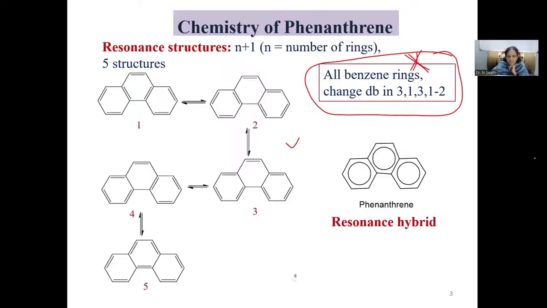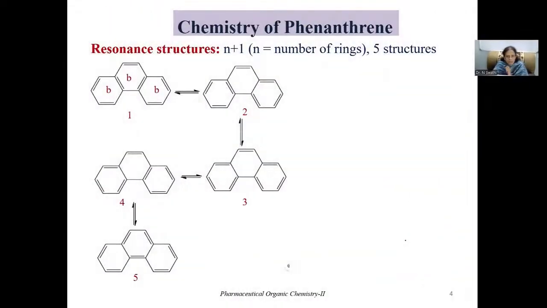Now, the resonance hybrid of phenanthrene can be represented like this. First write the carbon skeleton, and because all the 14 carbons in phenanthrene now have double bond character, which is what we can understand from these 5 resonance structures, keep a circle which covers all the 6 carbons in each benzene ring system. That is how we can draw the resonance hybrid of phenanthrene.